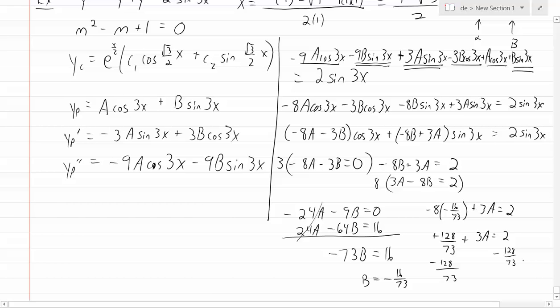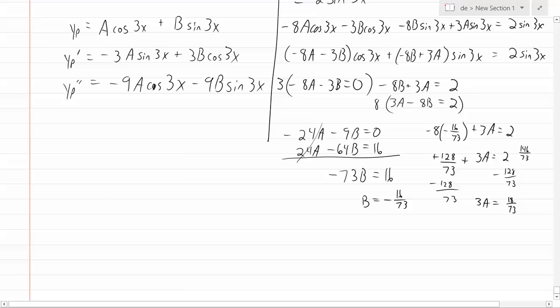If I get a common denominator of 73, then that is 146 over 73. So that gives me 3a equals 18 over 73. And then I divide both sides by 3, which is the same as multiplying by 1/3. So that's going to be a equals 6 over 73. So I've solved for a and b. So now that means our particular solution, y sub p, is equal to a, which is 6 over 73 cosine of 3x, and then plus b, and b happens to be negative, so that's going to be minus 16 over 73 sine 3x.